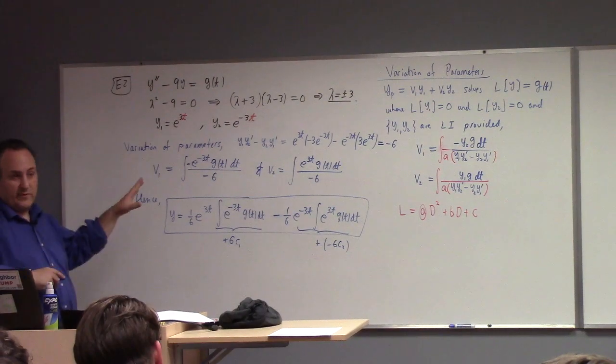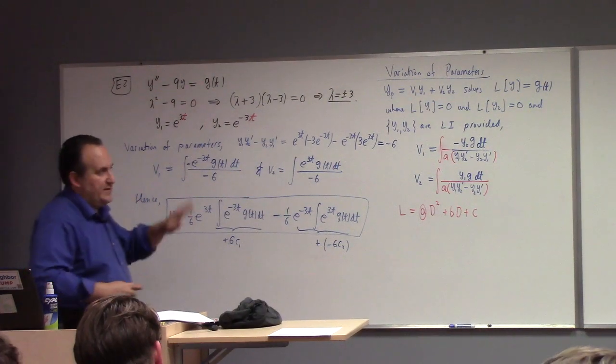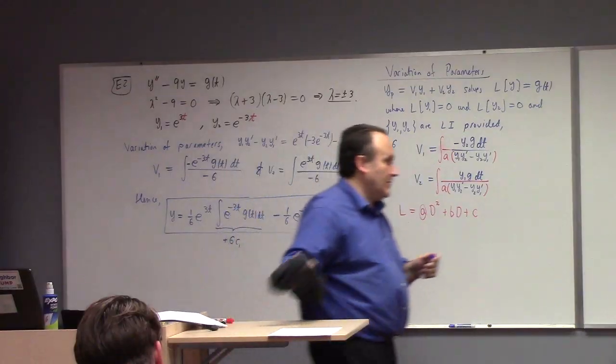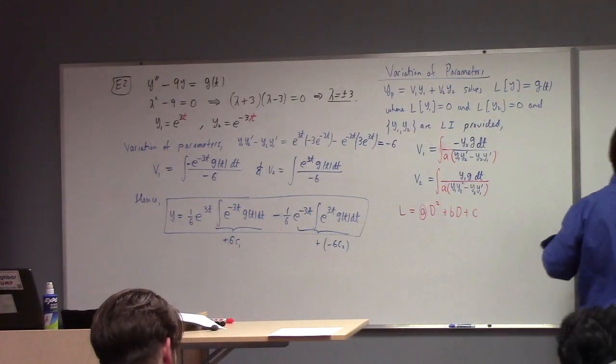Do you want me to work another one of these? Let's do another one of these, but this time Cauchy-Euler. What's the difference then?